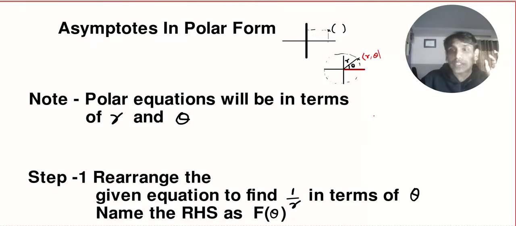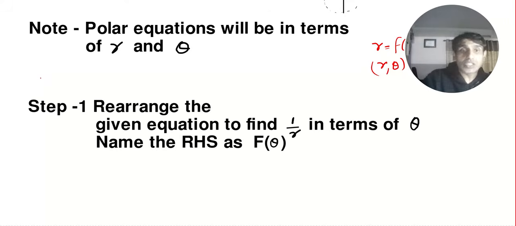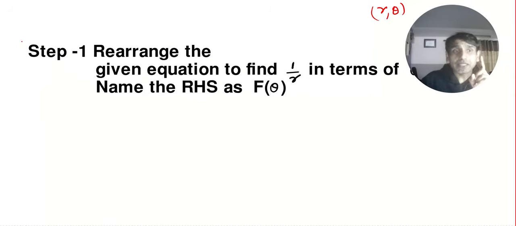Now, polar equations can always be written in the form r is equal to f of theta or a combination of r and theta. Now, let's learn the procedure step by step. So, the first thing to do is you rearrange the given equation and find the value of 1 by r in terms of theta and call that value to be f of theta. Okay, the best way to learn this technique is we will work out one simple question and learn the technique. Now you can take a pen and a paper and start working along with me.